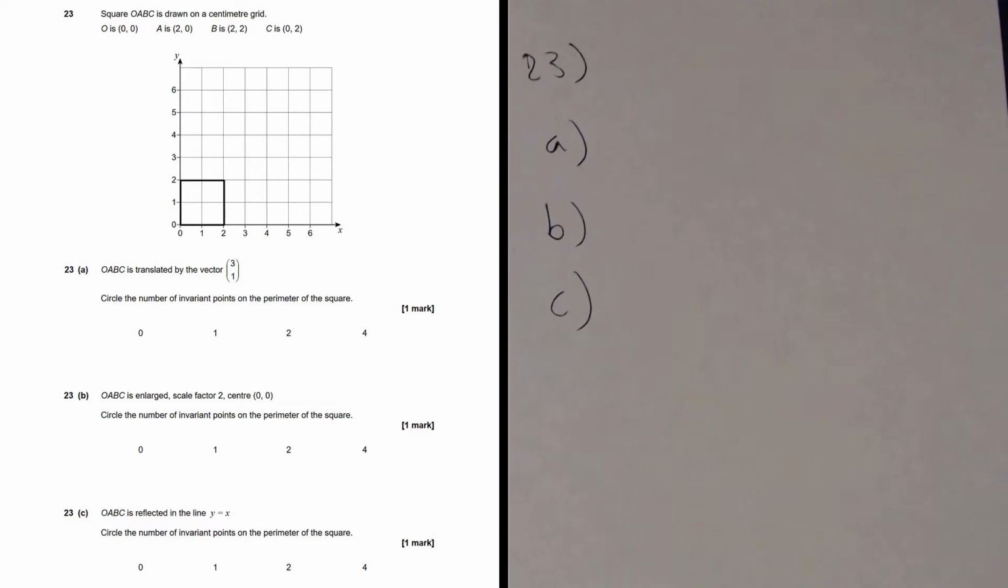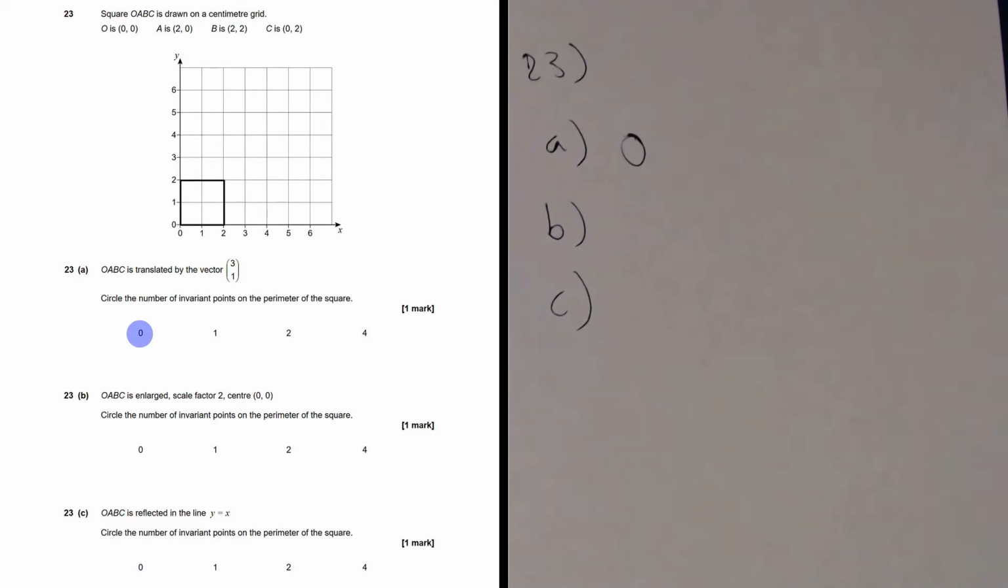In question 23 we are given a square, OABC, that is drawn on a centimetre grid. Now we are told that OABC is translated by the vector (3, 1). So that means the square moves 3 units to the right and 1 unit up. We are asked to circle the number of invariant points on the perimeter of the square. You can think of this as the number of points that stay in the same position, if you'd like. So if we translate by (3, 1), we can see that none of the points stay in the same place, therefore the answer is 0.